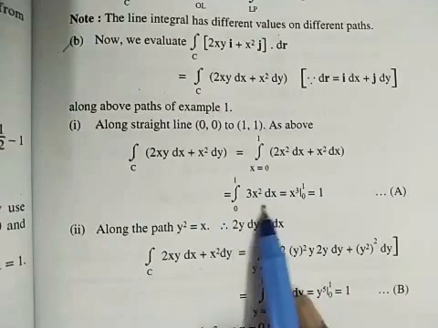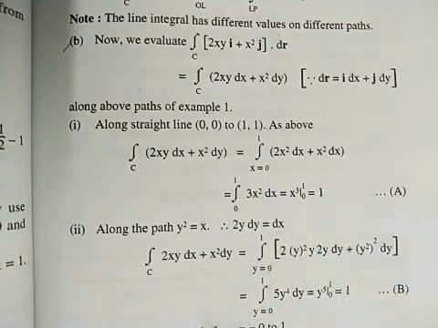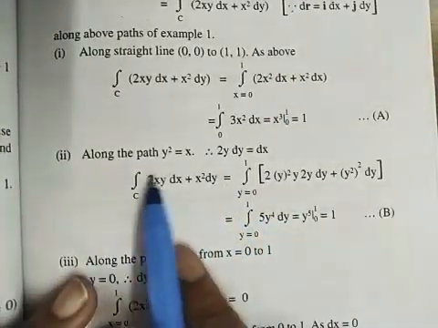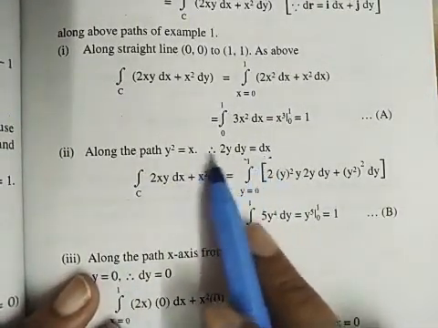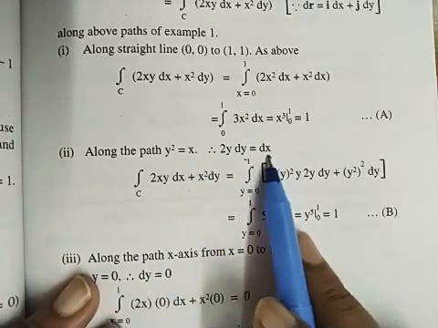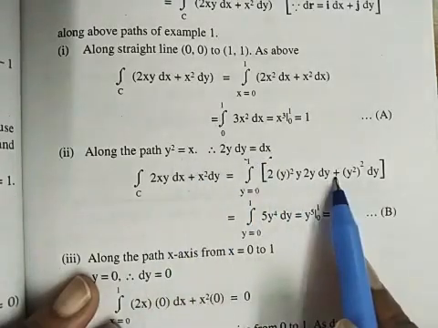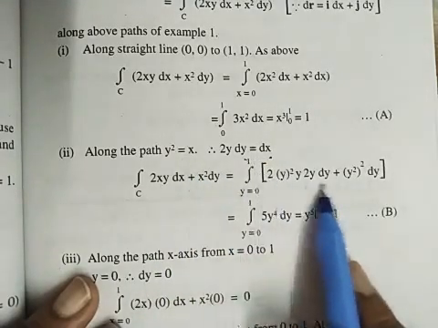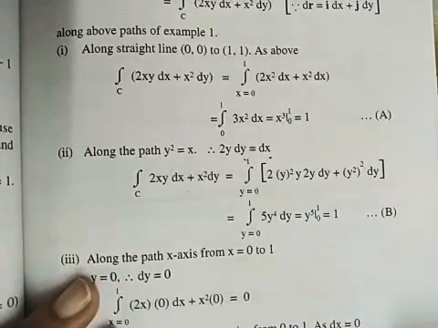So we get 3x square dx. Finally, after integration and applying the limit, we get the answer 1. Next, along the path y square is equal to x, that is 2y dy is dx. We substitute y square for x and 2y dy for dx here, and y varies from 0 to 1. After simplifying and solving this, we get the answer 1.